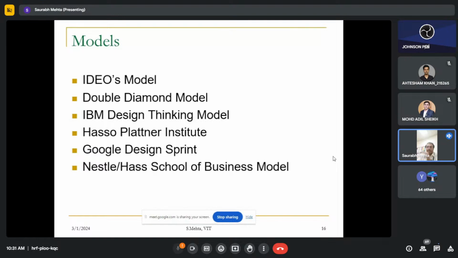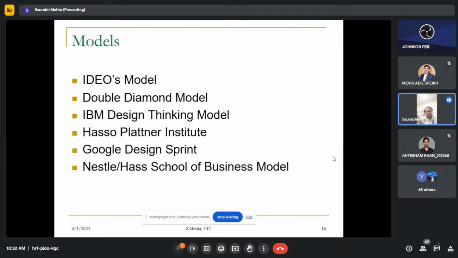So based on that, there is an IDEO model, then there is a double diamond model, then IBM, they have developed their own design model, specifically considering that they are going to do more hardware design and all this, right? Then the Plattner Institute model. Then Google, they have their own kind of model. Nestle has a School of Business. They have their own kind of model. So various models. You just type it in Google and you will get lots of literature related to it, right? So considering the time limitation, I'll not be going into all this.